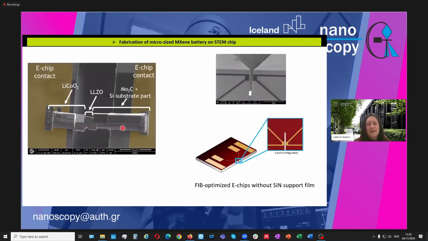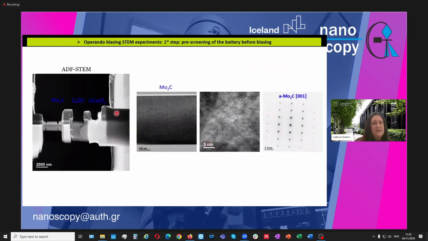So this is the final result. Also, in order to achieve that, we took advantage of using the FIB-optimized e-chips that do not have a silicon nitride support film and give enough space for FIB work to happen. This is a final STEM image showing that we had successfully managed to fabricate a micro-sized all-solid-state battery on a chip. You can see that all parts of the battery are close together.